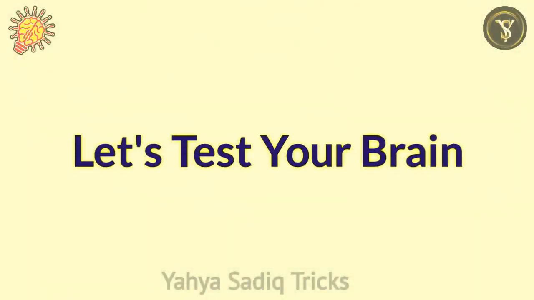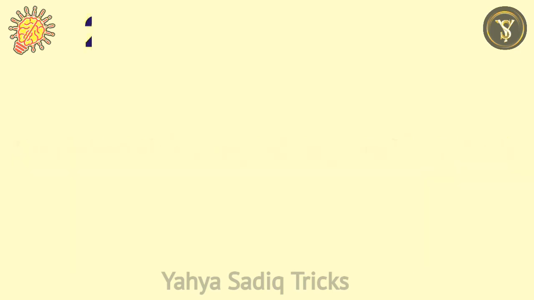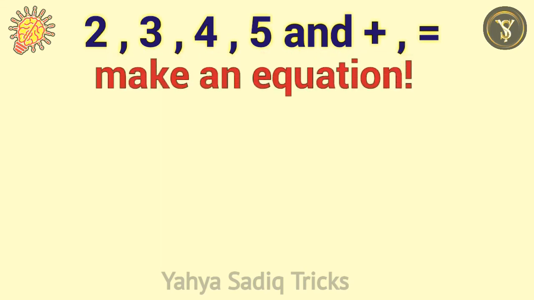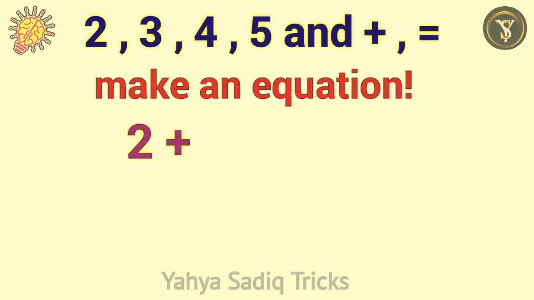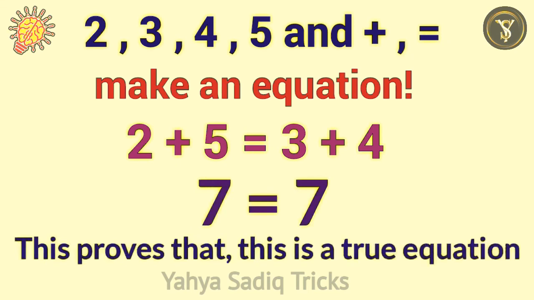Let's test your brain. Make a true equation by using these numbers and symbols: 2, 3, 4, 5 and plus and equals. If you have made an equation using these numbers and symbols, write done in the comment. If you can't make an equation, I will help you. Let's make an equation. 2 plus 5 equals 3 plus 4. See, we have made an equation. After adding these numbers, our answer is 7 equals 7. This proves that this is a true equation.